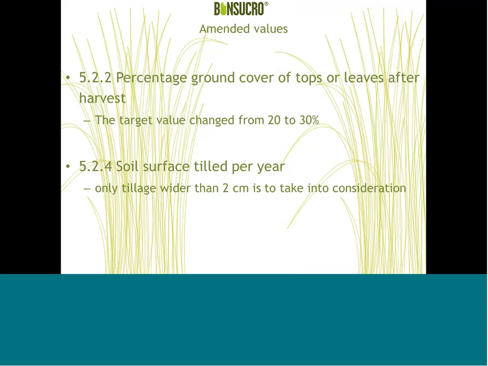On top of those new indicators, we've made a small amendment to the values that have to be achieved for compliance with the indicators. For the ground cover of tops and leaves after harvest, we've increased the percentage of ground cover from 20 to 30%. For the soil surface tillage per year, we've now bettered the definition of what has to be considered as tillage, and we've agreed that only tillage wider than 2 centimeters is to be taken into consideration for this indicator.